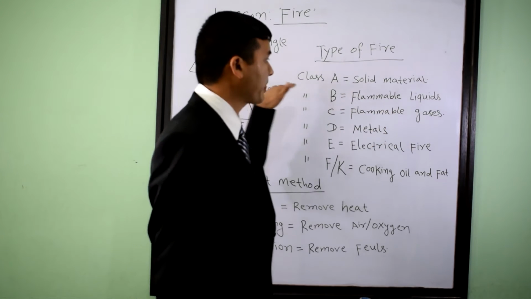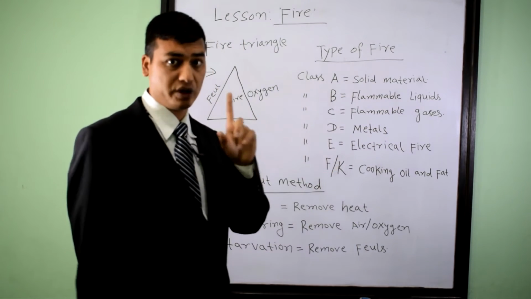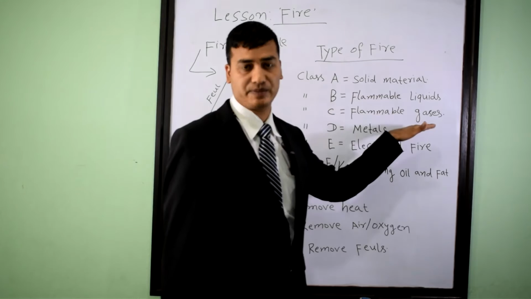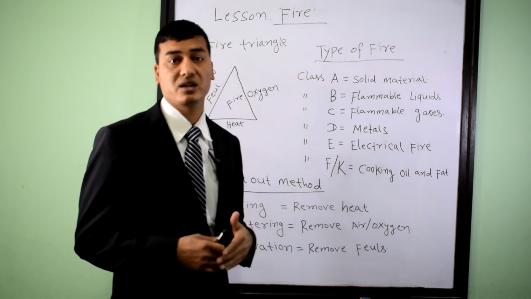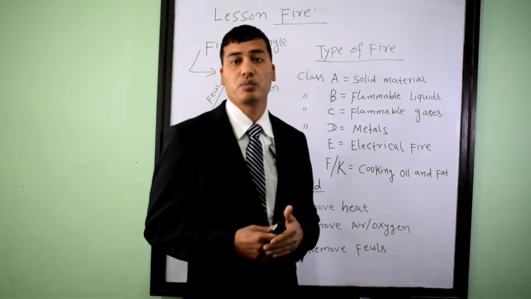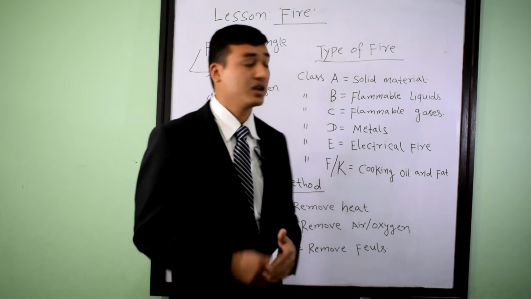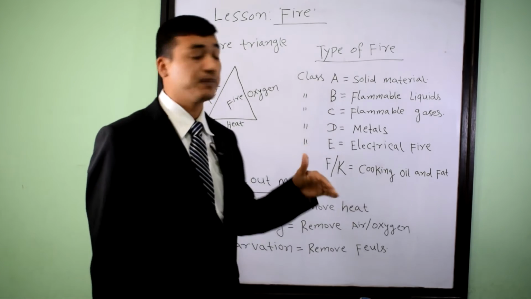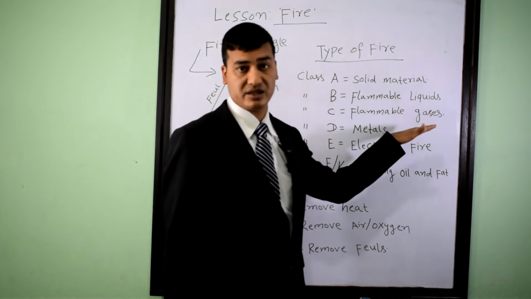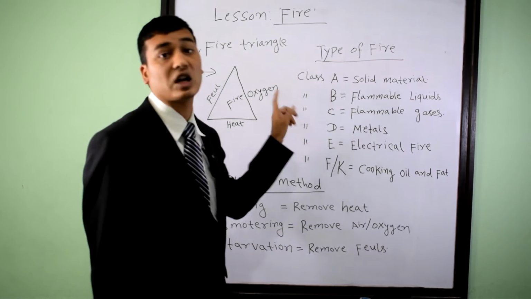If flammable liquids burn, it is class B fire. You have to know it. Number 3, class C fire is flammable gases. You know the flammable gases, right? They can burn quickly, such as propane, butane and methane. This type of gas can burn easily. If the fire takes place in flammable gases, or if the source of the fire is flammable gases, it is class C fire.